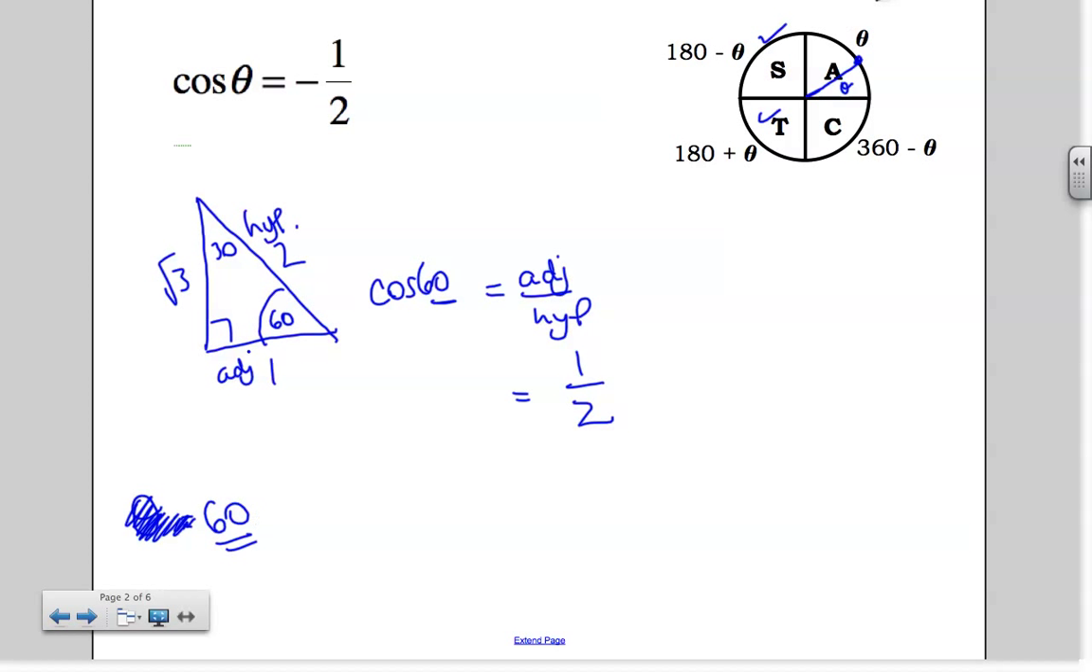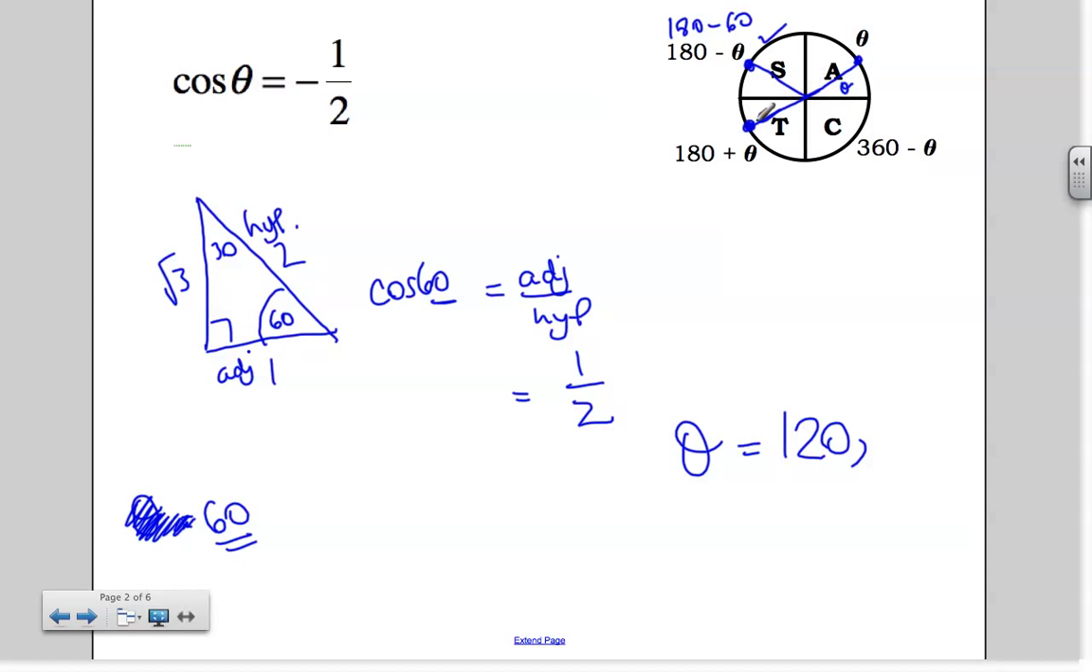Okay. So now we go to our circle again, where we ticked the quadrants. And we know our answer is in the second quadrant. And in the second quadrant, to find the matching angle, we do 180 minus theta, where normally we say theta is the acute angle. So in this case, again, it is 60. So we have 180 minus 60. So we get 120 again. So that is one of our answers.